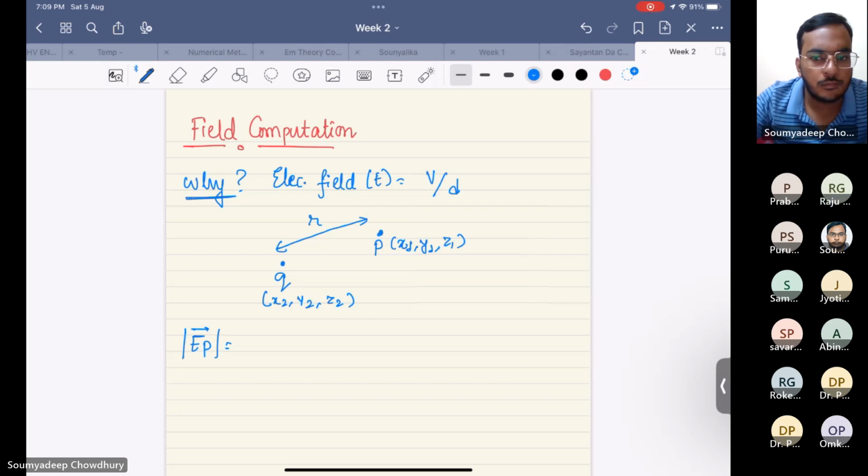P dot Q divided by R squared. No, I'm telling the magnitude only. Since you are asking for a vector, the magnitude means PQ divided by R squared. P is a point. Q is the point charge, and P is the point where you need to find the electric field.